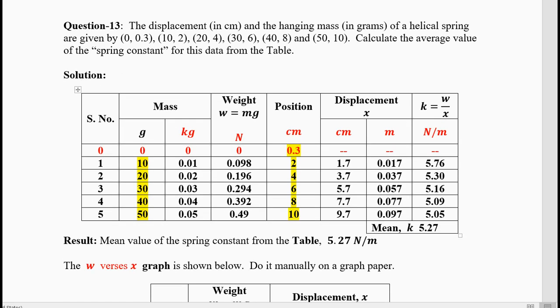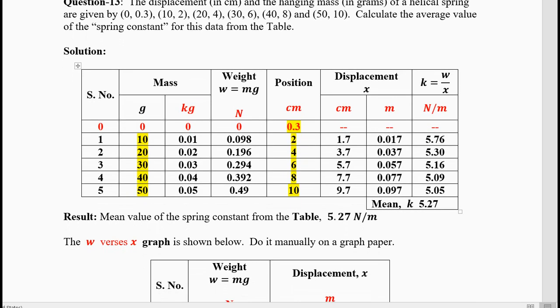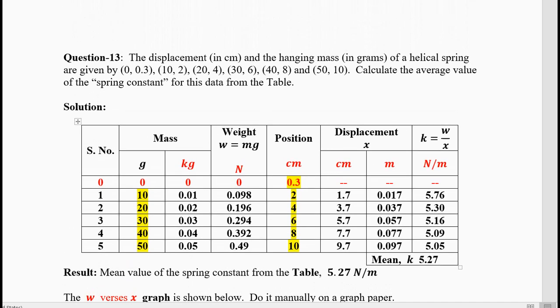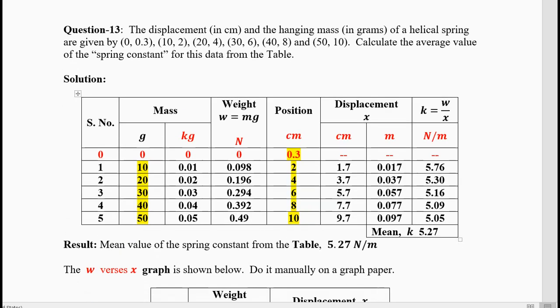Now put the masses in grams. We should first write the mass in the English and then the displacement second. I will make this correction in the notes. First is mass, then it is displacement, okay? Otherwise you have to take care of it. So it is 10 grams, 20 grams, 30 grams, 40 grams, 50 grams, and 0 grams means 0.3 centimeters. So I'll interchange the place.